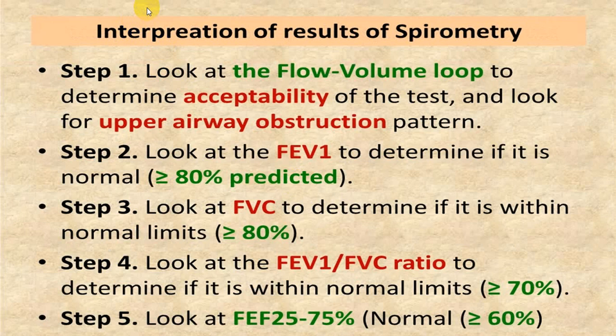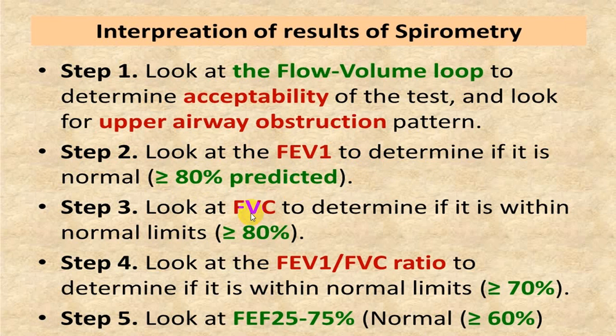Now we utilize 5 steps. First step, look at the flow volume loops, whether it is acceptable or not, and look for an upper airway obstruction pattern. If that is seen, discard it. You cannot give proper results. Now, if this is normal, say it is acceptable, there is no upper airway obstruction pattern. Now you look at the FEV1. FEV1 corresponds to the obstructive element. In any normal person, it should be more than 80% of predicted.